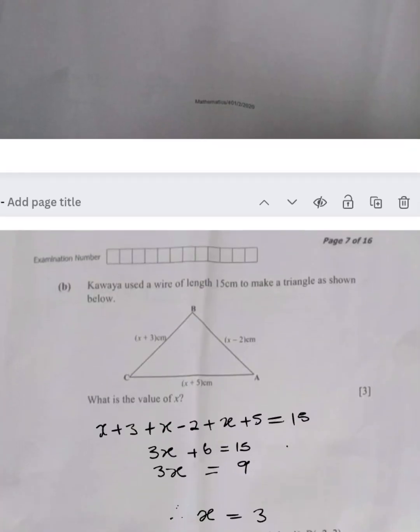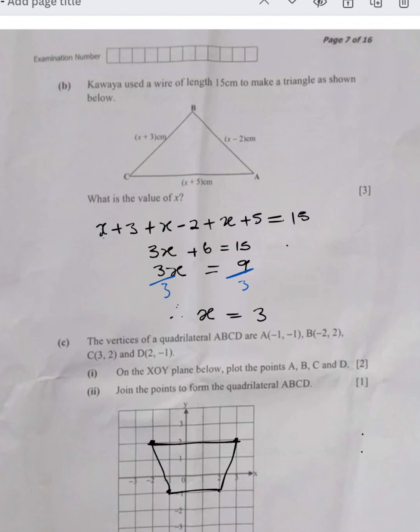Next, we have these simple questions. It says Kawaya used a wire of length 15 centimeters to make a triangle as shown below. So what is the value of x? So we know that the sum of these sides of a triangle is 15 centimeters. So we're just going to add. So x plus 3 plus x minus 2 plus x plus 5 is equal to 15. Like terms together, we have 3x plus 6 is equal to 15. Then divide throughout by 3 so that x is equal to 3.